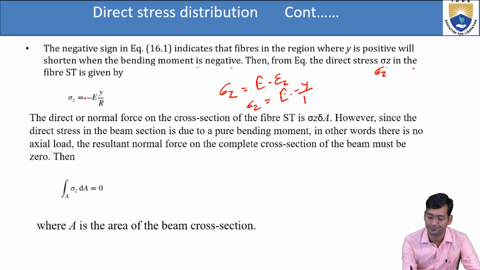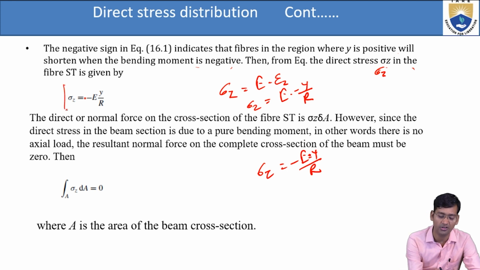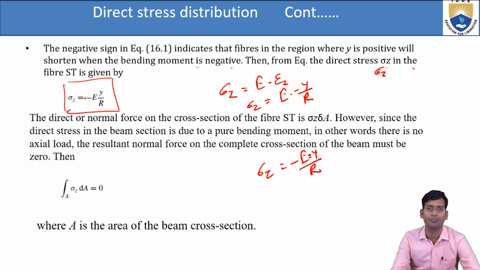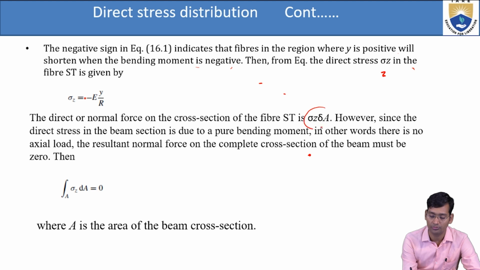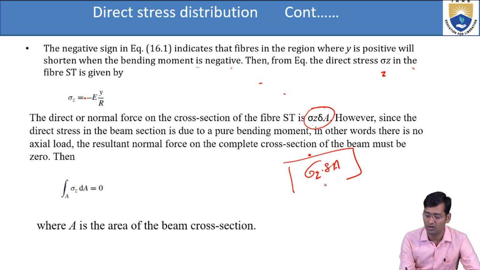Minus y by r. So we can write sigma z equals minus E into y by r. The direct or normal force on the cross section of the fiber ST is sigma z into dA. Sigma z, subscript z, into delta A is the force, since force is stress into area.